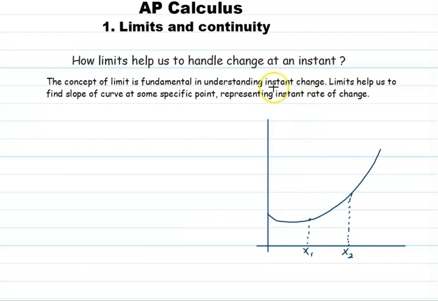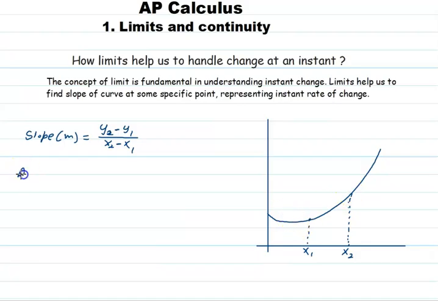To learn about instant change, first we talk about average rate of change. For that, let us take an example of this graph. We need to find the average rate of change of this curve on this interval x1 to x2. I hope you are all familiar with the slope formula. We use this slope formula to find the slope of a straight line, and a similar formula is used to find the average rate of change of a curve on some interval.